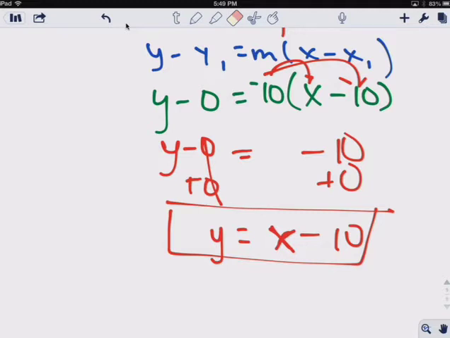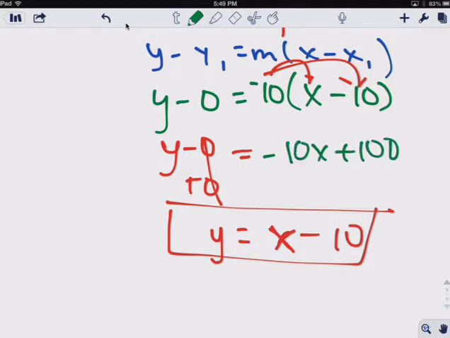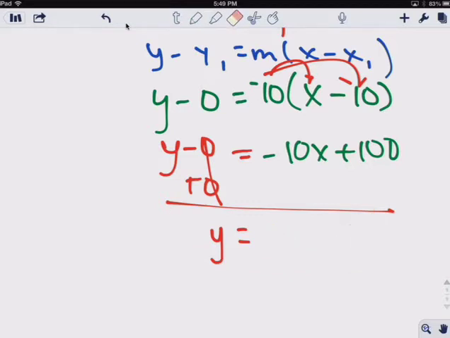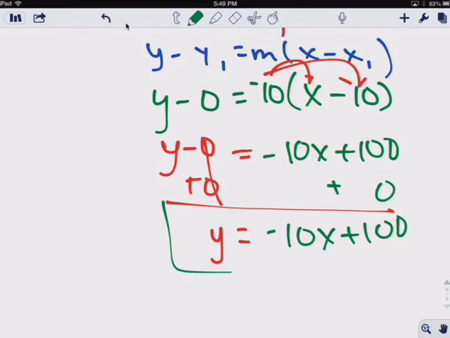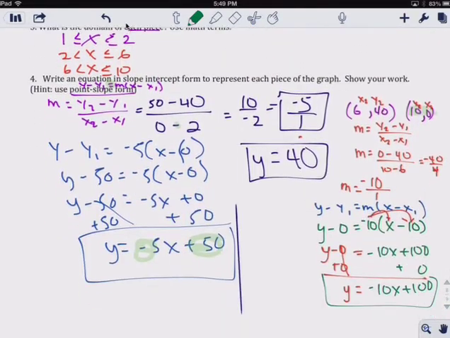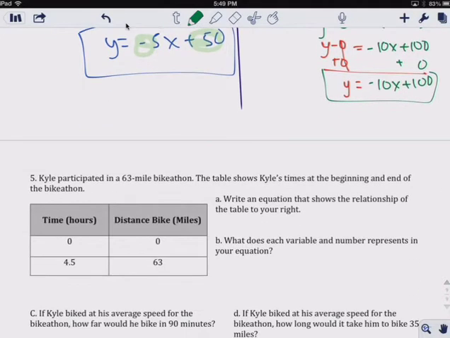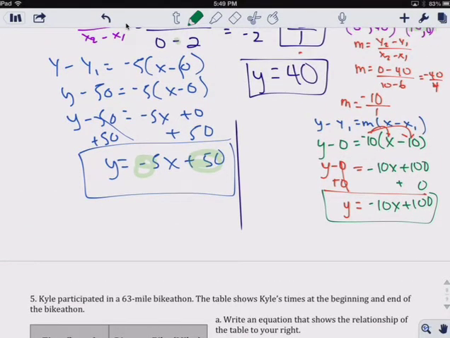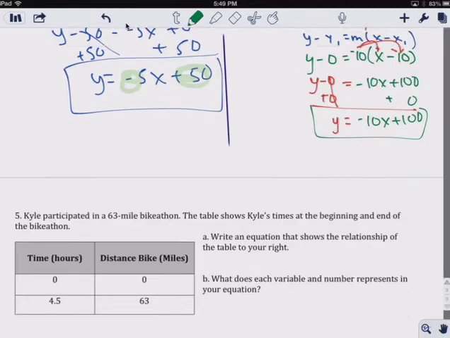Okay, let me stand up. I sat down again and I can't even think. It's negative 10x plus 100. Okay? So this is negative 10x plus 100. That's your third equation. Now, I'm falling asleep. I think I did this in class, right? I don't know what I did wrong, but it's correct now.